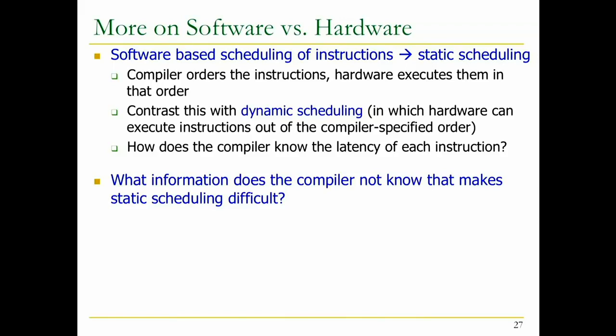But it's good to know what information is not visible to the software. Can anybody guess? I've given you one example, right? The branch directions, for example. It's actually going to be one of those. What else? Yes? The value stored. That's right, the value stored. The value is not available to the compiler, and that value may affect the latency of an instruction, depending on how you design the hardware.